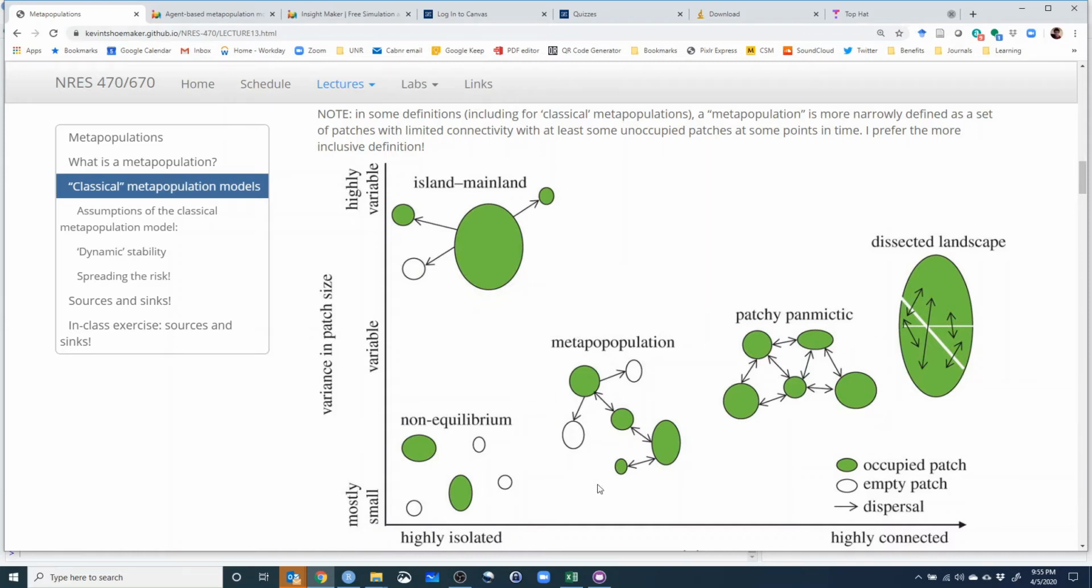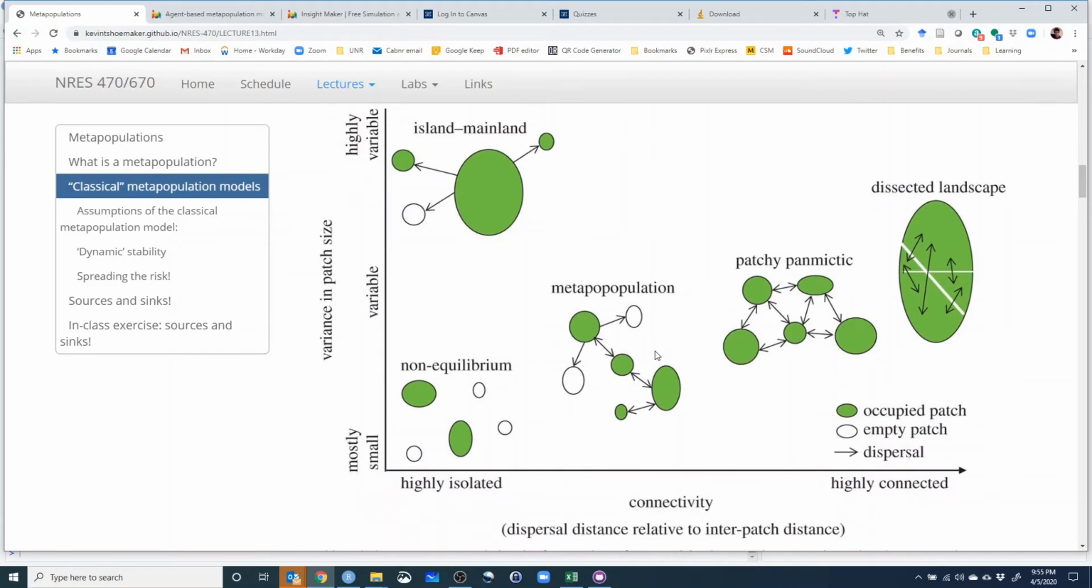So in classical metapopulation ecology, and here we're going to look at this figure, which characterizes different types of metapopulations according to the degree of connectivity, from highly isolated to highly connected. And then on this axis, variance in patch size. So from metapopulations with a bunch of patches that are approximately equal in size to metapopulations where one patch might be much, much bigger than another patch.